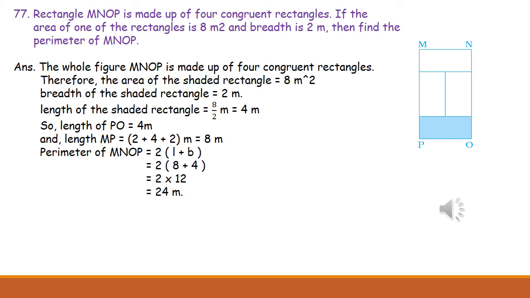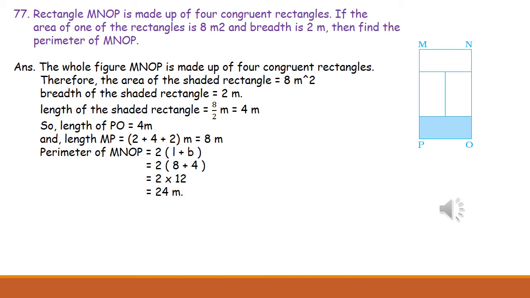And here it is given that the shaded rectangle has breadth equal to 2 meter and the area of the shaded region is 8 meter square. Now we know that length can be found by dividing area by breadth. Why is it so? Because area of a rectangle is length into breadth. So length is equal to area divided by breadth. That means we are doing 8 by 2. So length is found to be 4 meter.